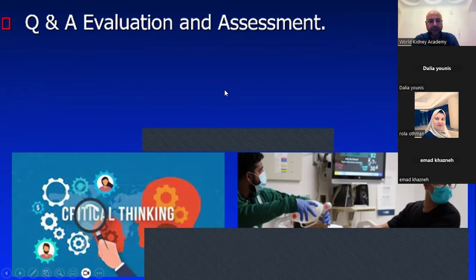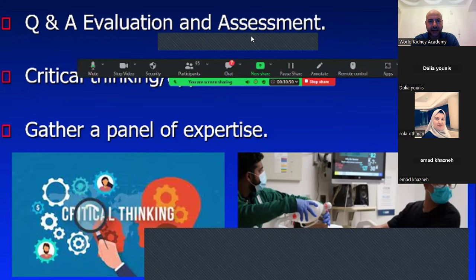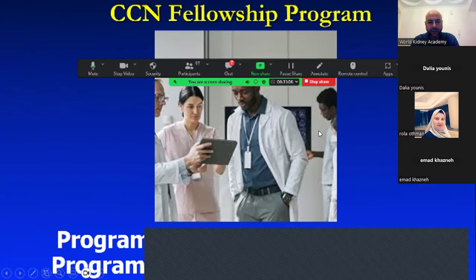Again, this is a very interesting program. We are also teaching how to think critically and to do a critical appraisal in these complicated cases, and all the materials are uploaded in a smart platform, and all of the activities and engagement of our fellows are monitored by the tutors and the instructors.